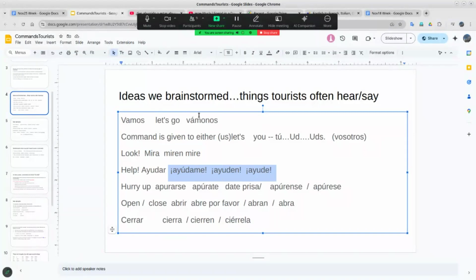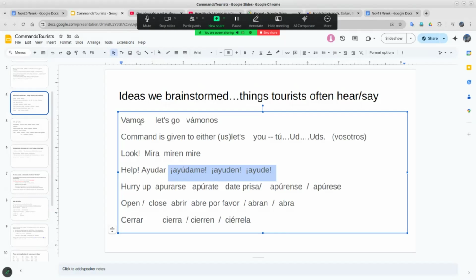Ayudar. Ayudas, we just drop the S. Ayuda, or ayúdame, help me. We do have to attach pronouns to affirmative commands. That's a good thing to know. If you've got a pronoun, like help me, listen to me, we have to attach it. See, Cindy, I'm looking at the verb ayudar, and it has ayúdame.